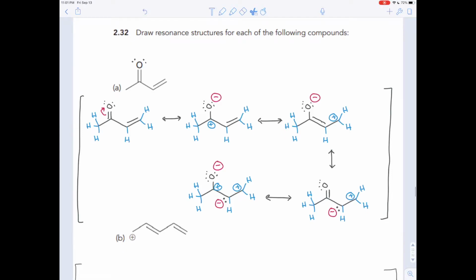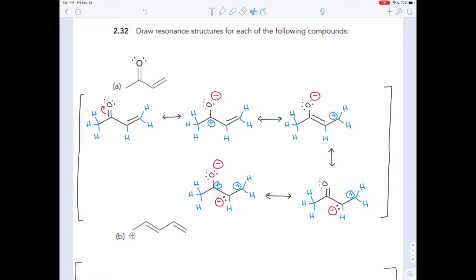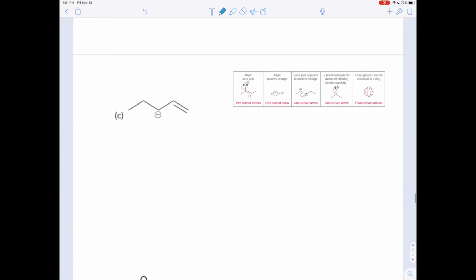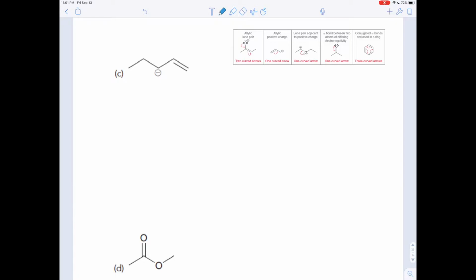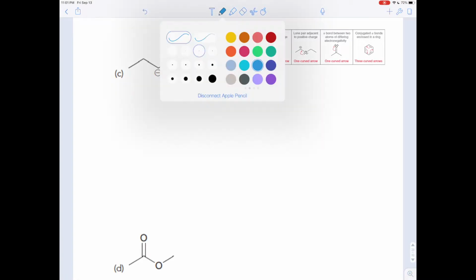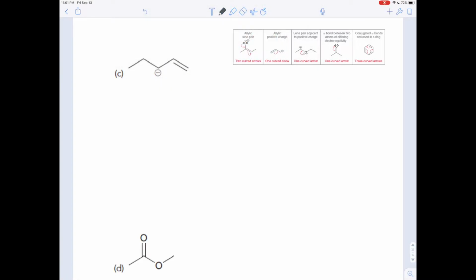In this continuation of exercise 232, we're just trying to draw all the resonance structures for some molecules that may have more than one resonance pattern. So here in C, we're given a molecule, and we're going to go through methodically, one by one, each of the 5 resonance patterns, to see which one we have. The first thing you want to do is draw in any lone pairs. That will help you to see resonance patterns.